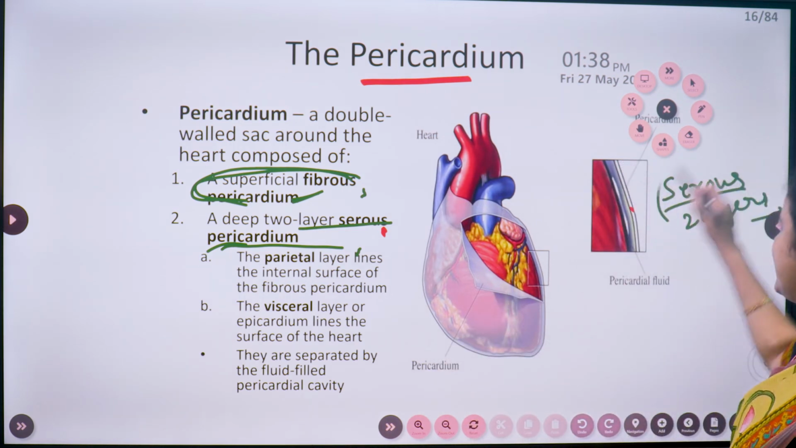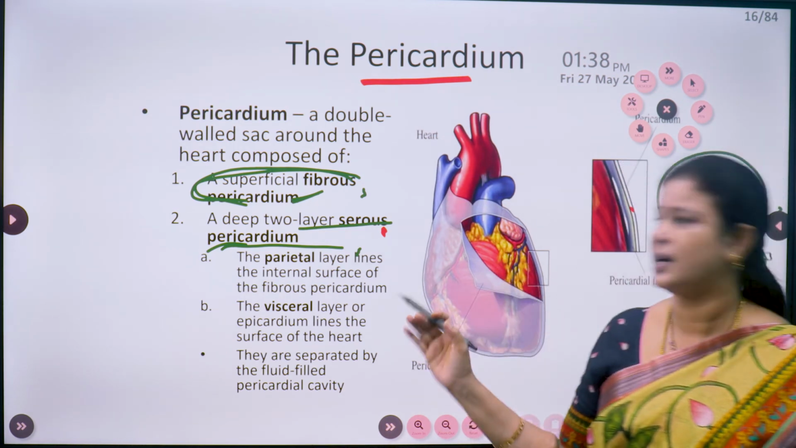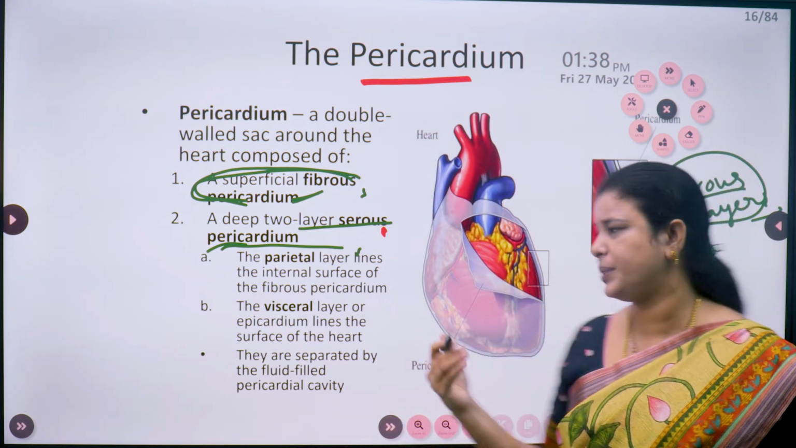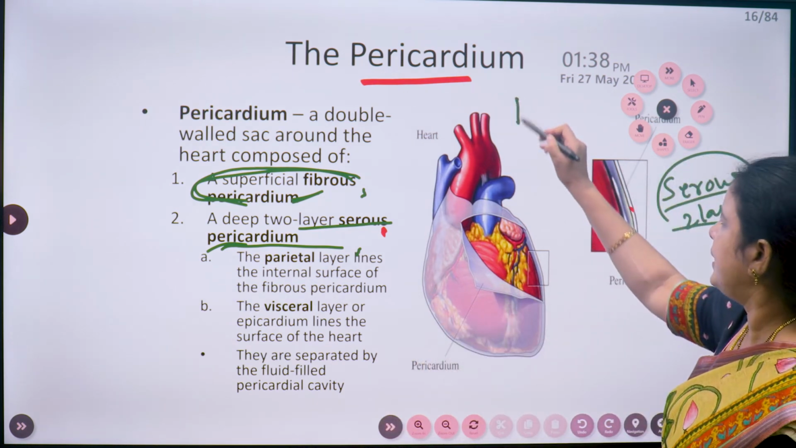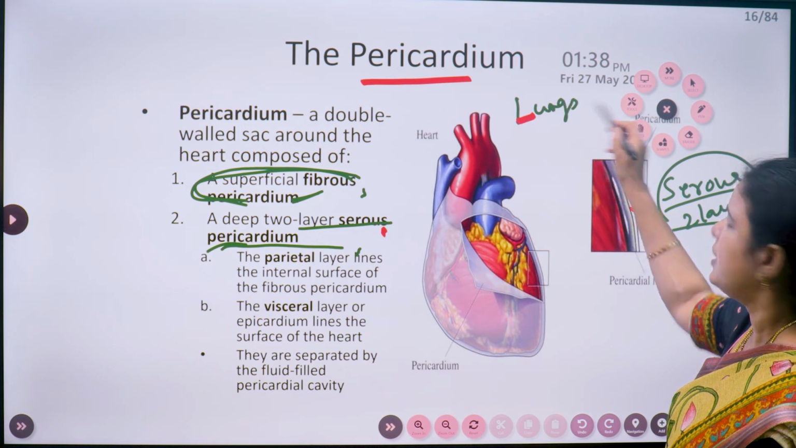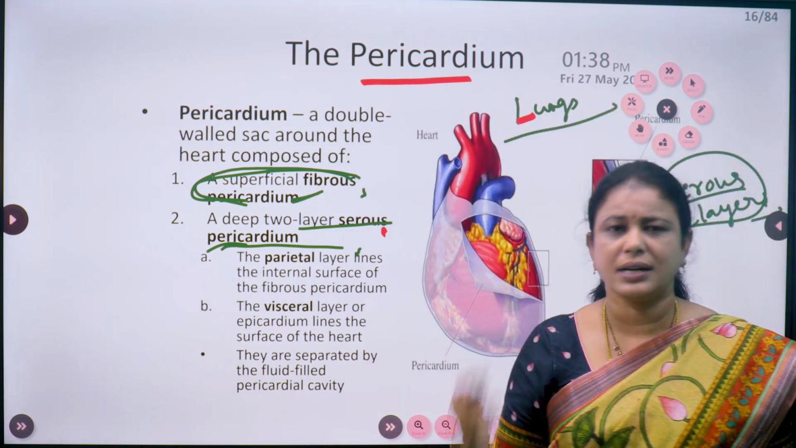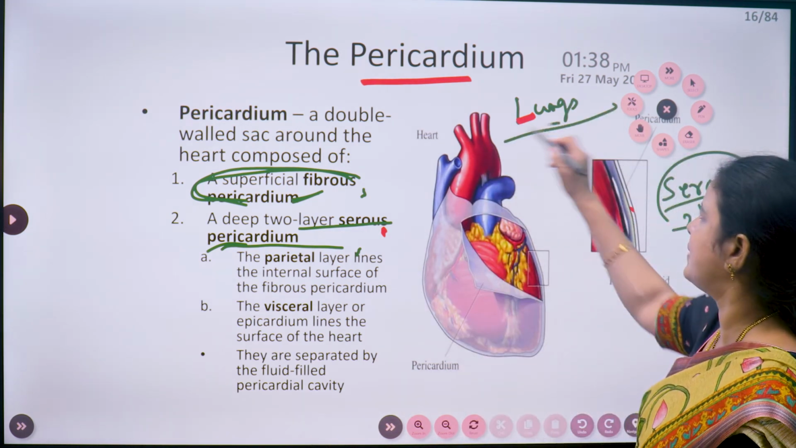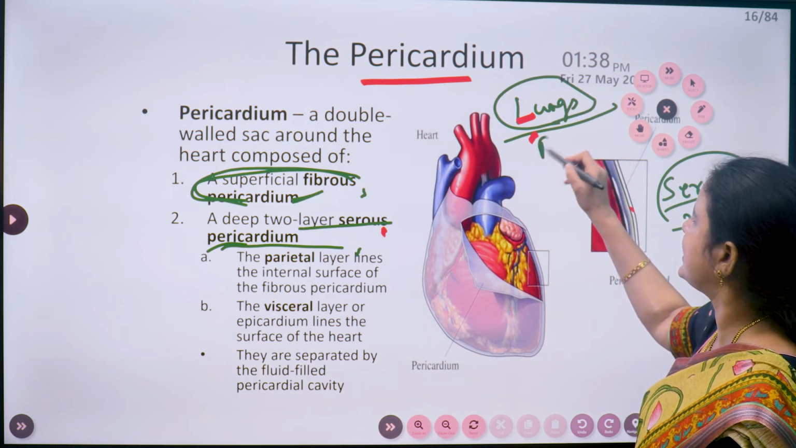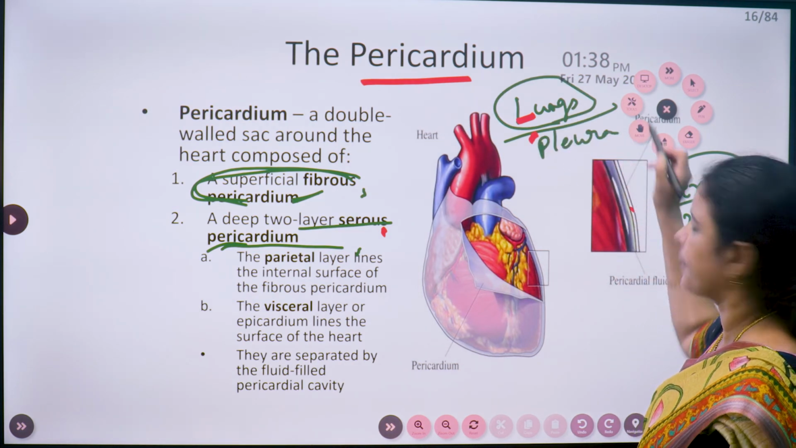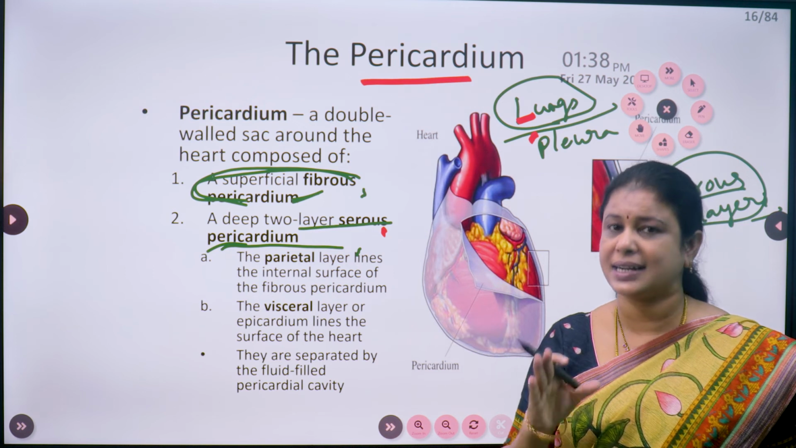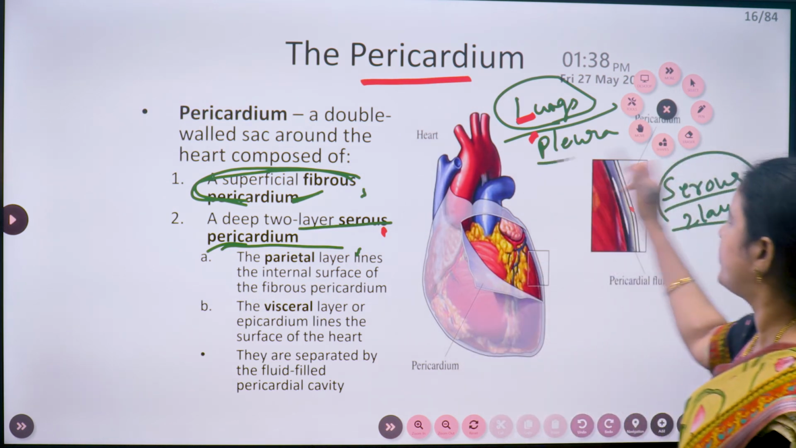However, the serous layer is found not only in the heart, we can see it in other organs also, like the lungs. We can see serous membrane in the lungs also. So what do we call the serous membrane in the lungs? The serous membrane which covers the lungs is called pleura.